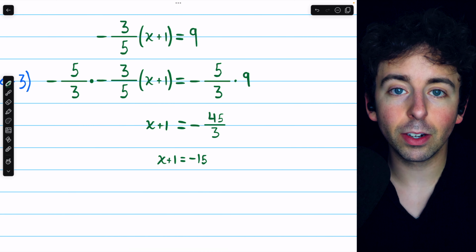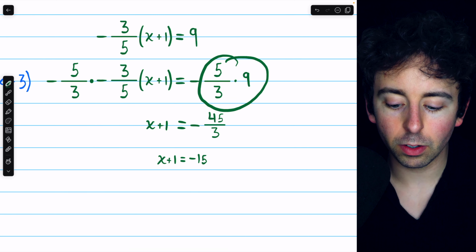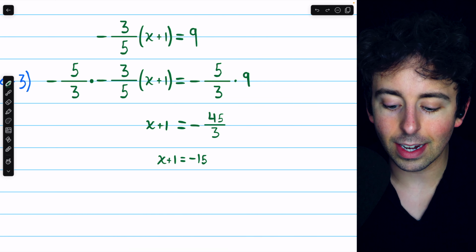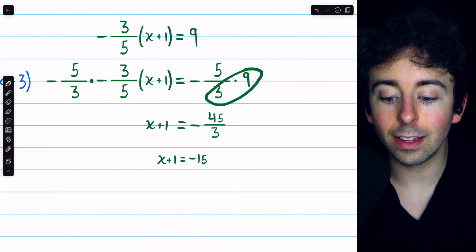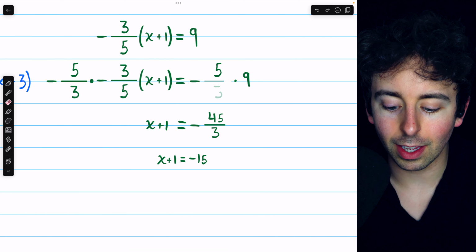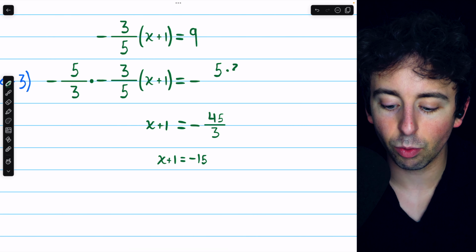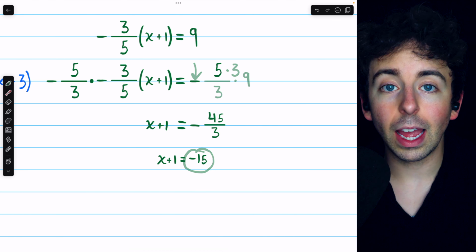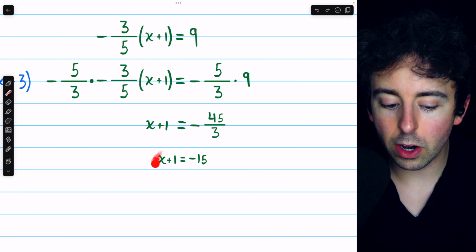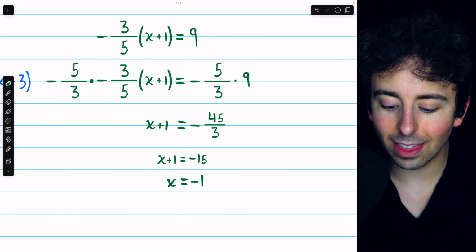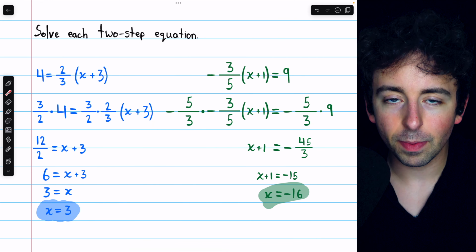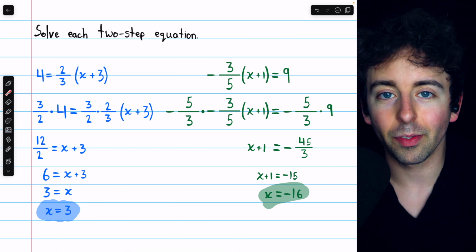An easier way we could have done that is up here when we had 5 over 3 times 9. Just notice that 9 over 3 is 3. So we could have rewritten this as just 5 times 3, which of course is just 15, and we would throw in that negative as well. Anyways, once we are here, x plus 1 equals negative 15, clearly we can subtract 1 from both sides and get that x equals negative 16. That's the solution to the second equation, and that's how to solve a two-step equation involving fractions.